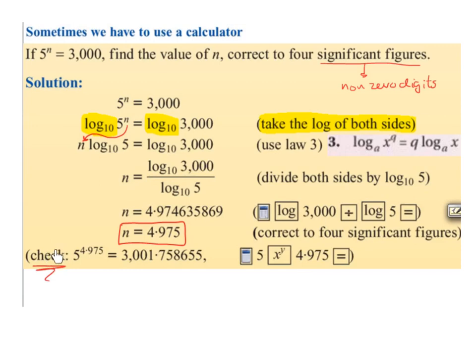And we're going to check. So 5 to the power of 4.975 gives us 3001.758655, which is very, very close. And we did that by inputting 5, x to the power y, or x box, 4.975 equals.